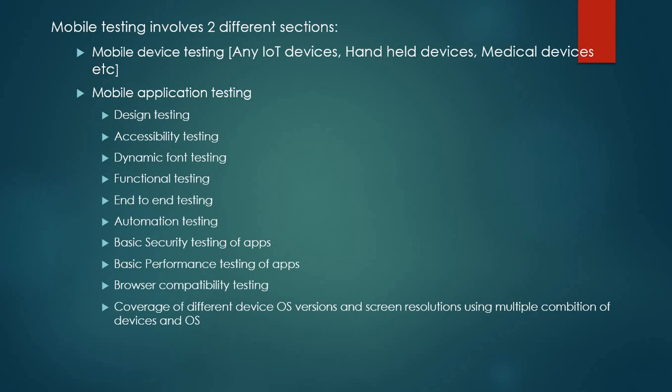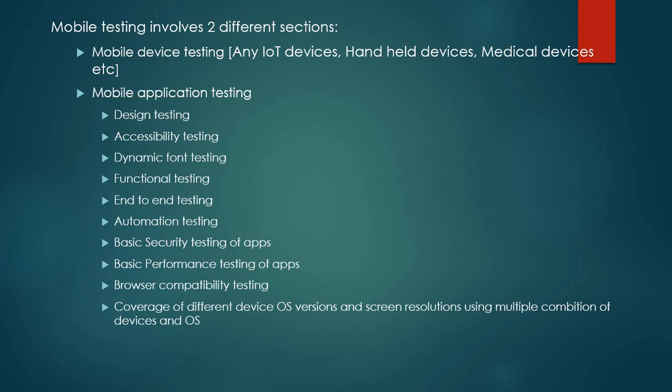Let's get started. When you say mobile testing, it involves two different sections. One is mobile device testing and the other is mobile application testing. When you're testing any device which has an app or which has some interaction with a human, that is known as mobile device testing. It may include IoT devices, handheld devices, medical devices, infotainment systems, or even laptops and tablets. All these things are considered mobile device testing.